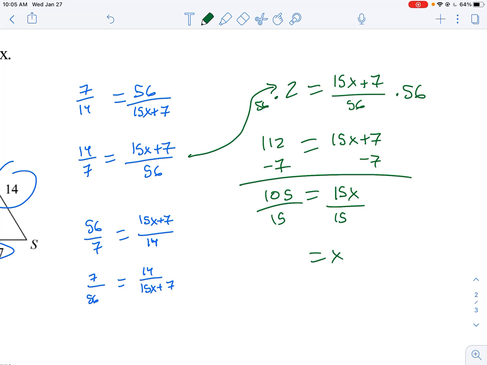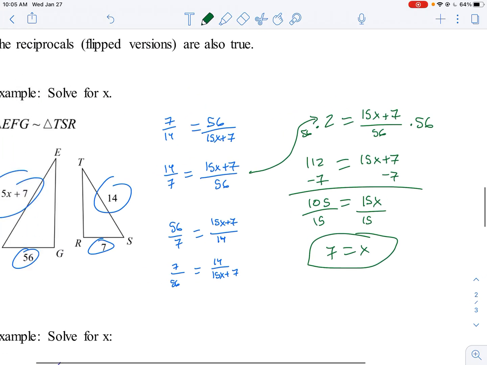I did that last time, but I can't remember what it is though. It's 7. So x is 7. And again, you could have solved any of these and you would have gotten the same answer. Like here, I could have multiplied both sides by 14, subtracted 7, divided by 15, and you get the same answer.